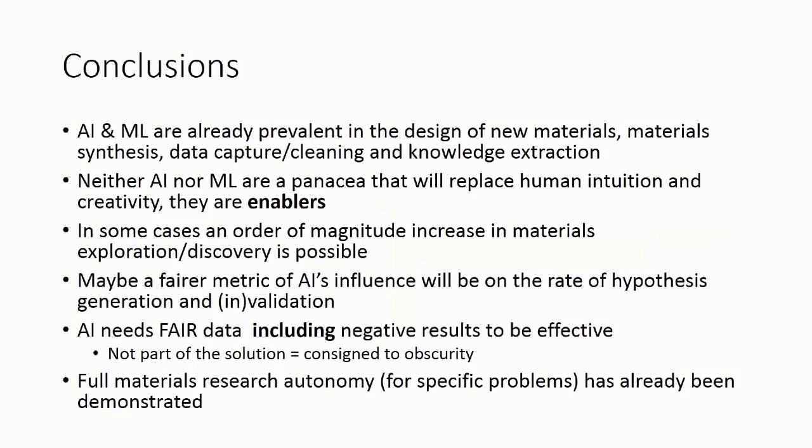It might be fairer to say that AI's true influence is going to be on the rate of hypothesis generation and validation or invalidation, how quickly we can ask questions and get to answers that make sense. AI needs fair data, including negative results, to be effective. It's not sufficient to plumb the technical literature because we're very positive biased there. You have to be able to balance your data set with negative results.